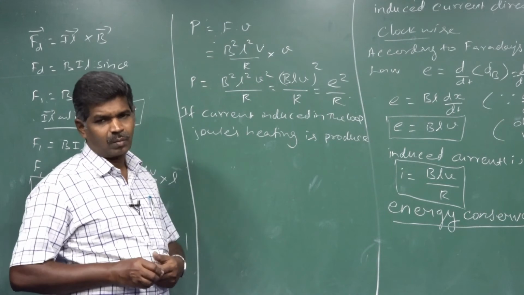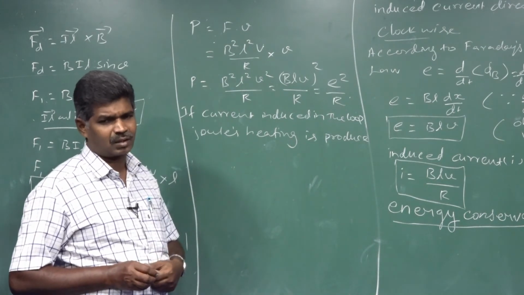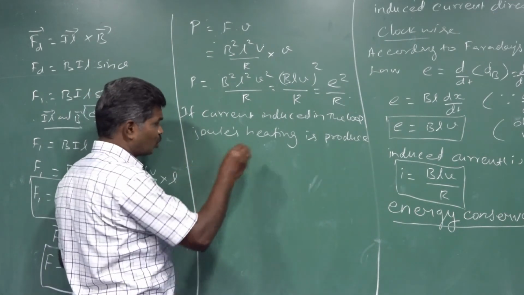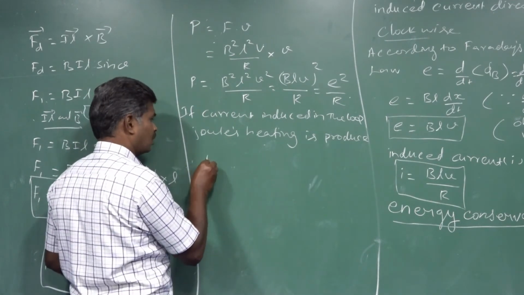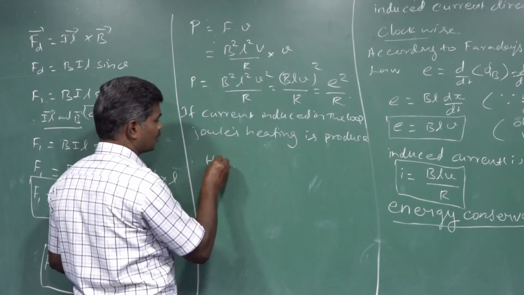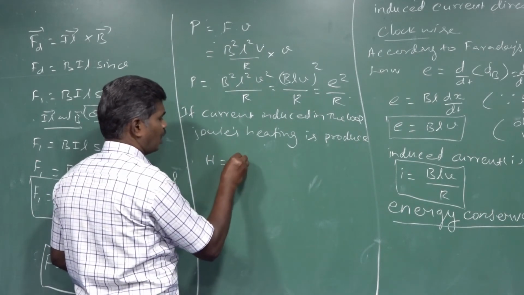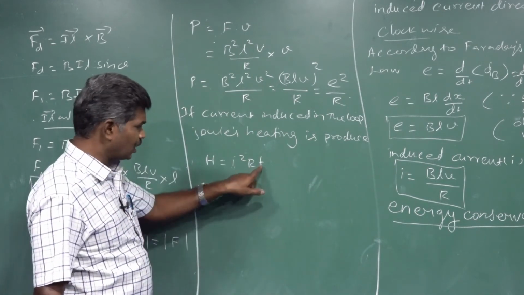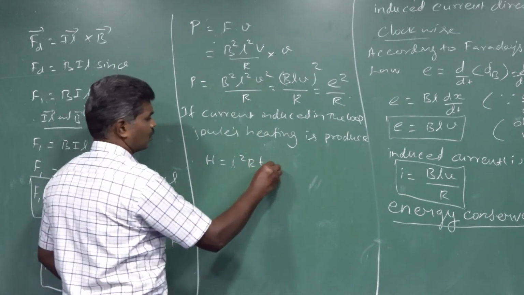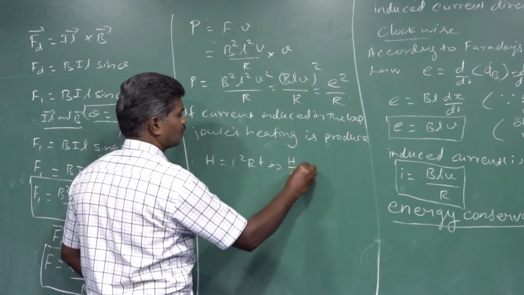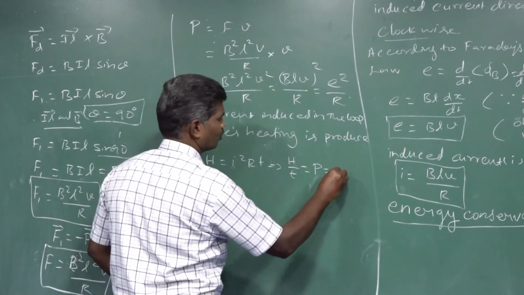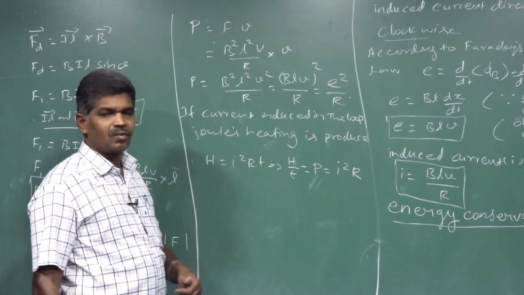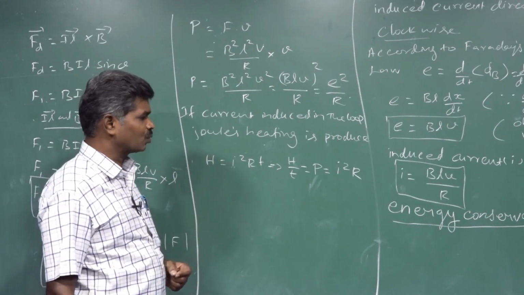So the rate of producing a thermal energy we are going to tackle. The rate of producing thermal energy, according to Joule's law, we have the heat producing formula, H is equal to I squared RT. Then T is taken left. H by T, that is nothing but the power. P is equal to I squared R. We know the induced current value. We have the expression for the induced current.